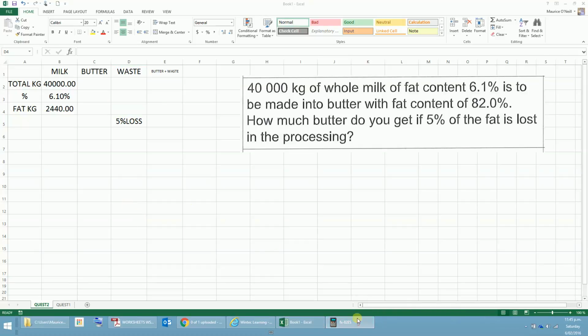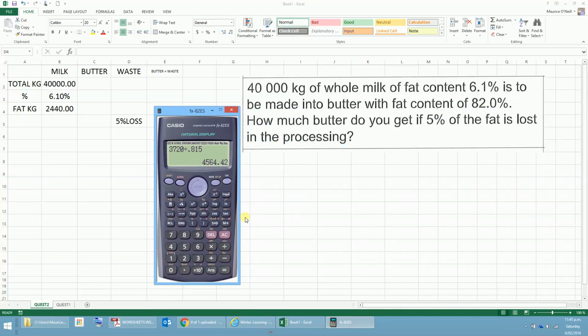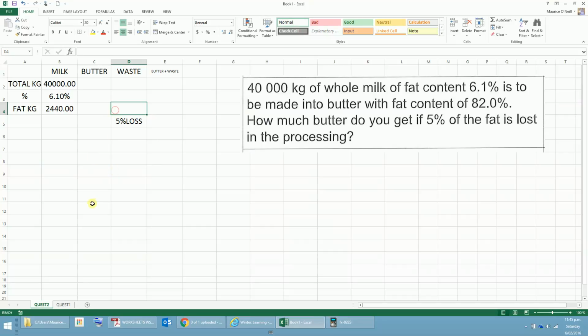I'll just quickly do that last calculation there on the calculator. I'll take the long route here, having previously 40,000 times 6.1 divided by 100 to make it a percentage. I know you can do that in your head, but equals 2,440.00. So there you go. We're in agreement. So now we've got 5% loss.